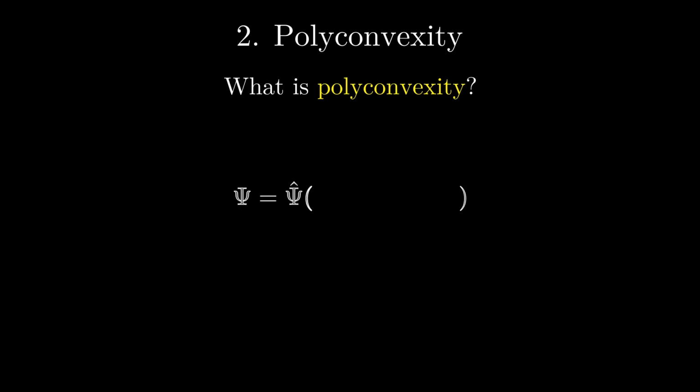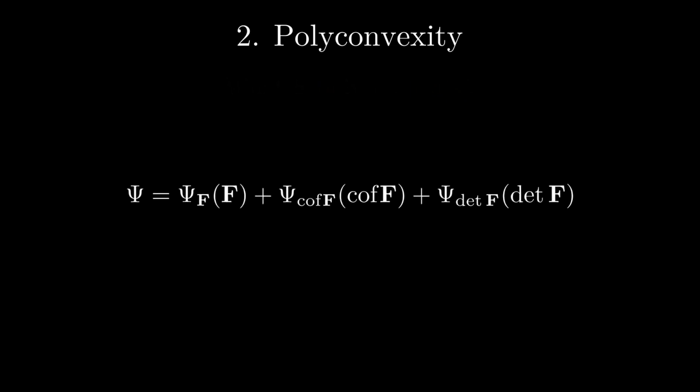So what is polyconvexity? A strain energy function is said to be polyconvex if it is a convex function of the deformation gradient F, cofactors of F, and determinant of F. One subset of such functions involves the sum of three components, each of which is a function of one of the arguments.